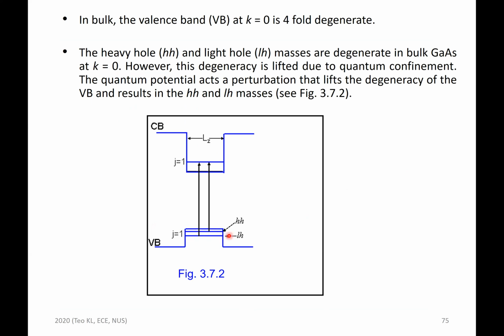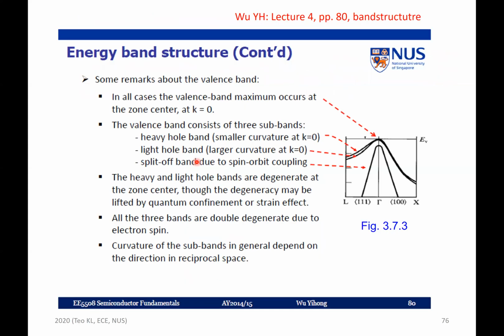Instead of J equals 1 where you just draw one subband, you can draw two subbands, due to heavy hole and light hole. So for J equals 1, you have heavy hole and light hole. J equals 2, you also have a heavy hole and light hole. So the transition now is still from J equals 1 to J equals 1, but one is due to the heavy hole and one is due to the light hole. And this can be observed experimentally.